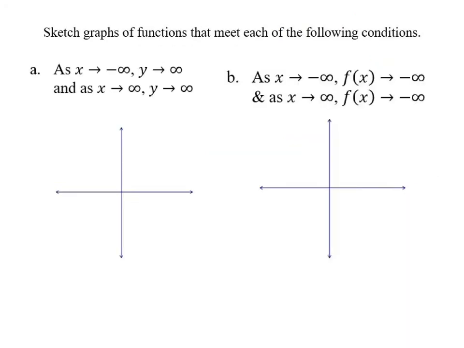So now it's your turn. Let's turn it around and see if you can sketch a graph that has these two properties: as x approaches negative infinity, y approaches positive infinity. And then as x approaches positive infinity, if you don't see a plus it's just positive infinity, then y is also approaching positive infinity. There's different things that can happen. Pause your video and give that a try.